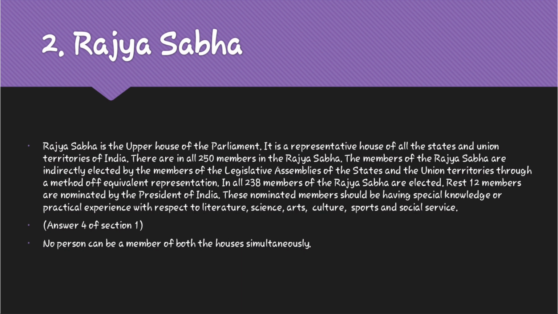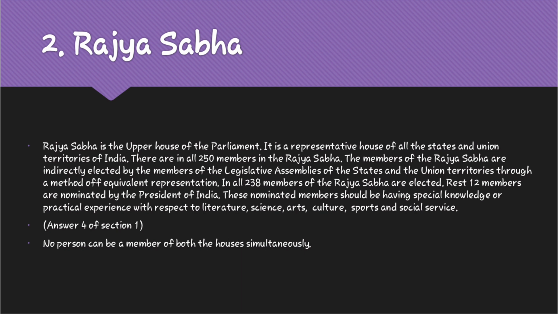Then second point, underline, the members of the Rajya Sabha are indirectly elected by the members of legislative assemblies of the state and the union territories through a method of equivalent representation. The state legislative assemblies as well as those of the union territories are getting equal representation for selecting the members of Rajya Sabha, and this is an indirect election. In all, 238 members of Rajya Sabha are elected. The rest, 12 members, are nominated by the President.